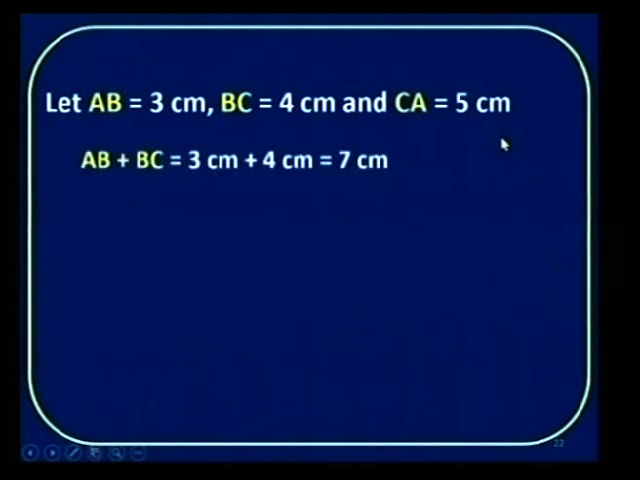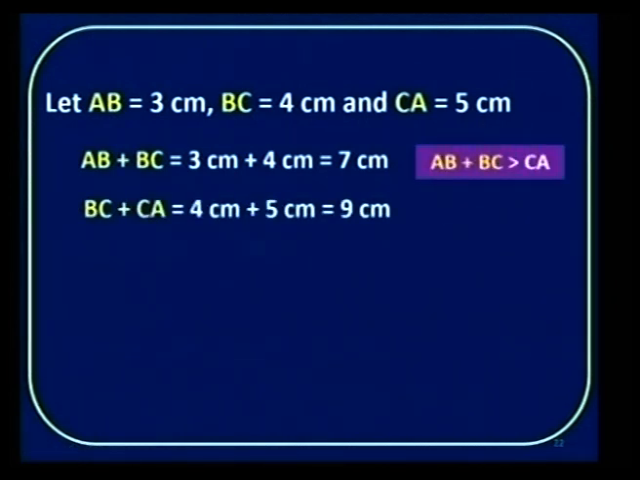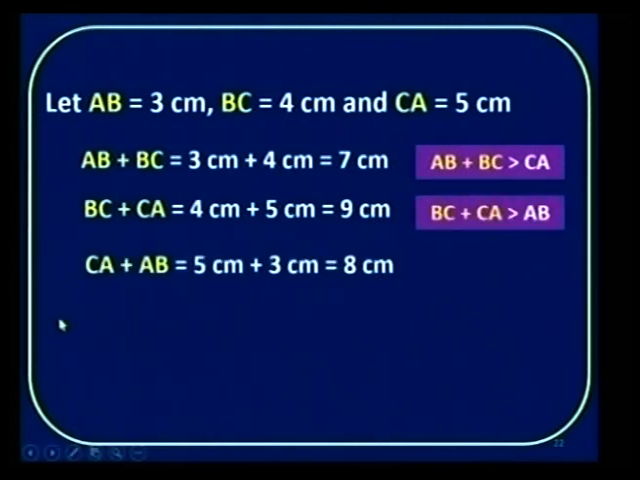Now, what am I doing here? I am finding the sum AB plus BC, 3 centimeter plus 4 centimeter, which is equal to 7 centimeter. Children, is this 7 centimeter greater than 5 centimeter? Yes. Next, BC plus CA, 4 centimeter plus 5 centimeter, which is equal to 9 centimeter. Is this greater than AB? Yes. Now, I am finding the third sum here. CA plus AB means 5 plus 3, which is equal to 8 centimeter. Is it greater than 4 centimeter? Yes. So, what are you getting here? The sum of any two sides of a triangle is greater than the third side.